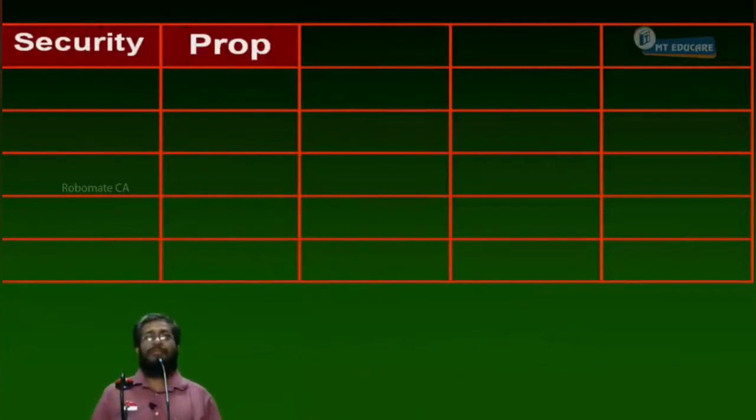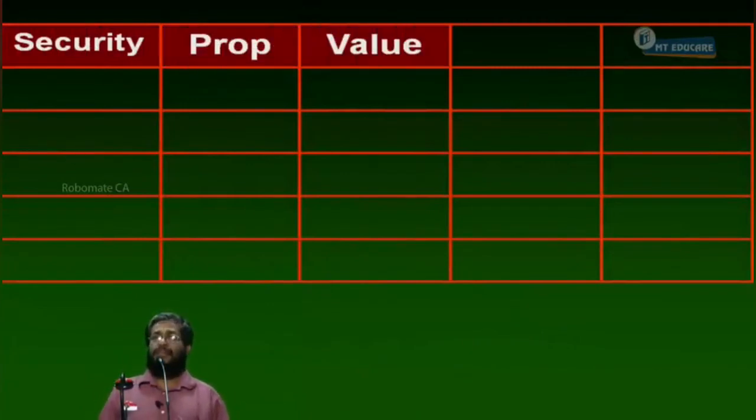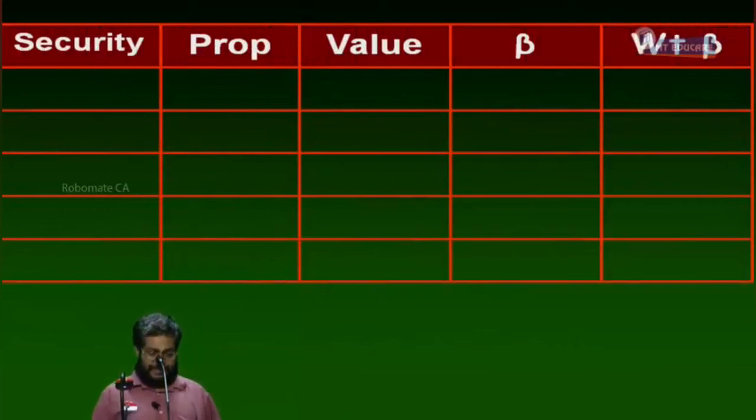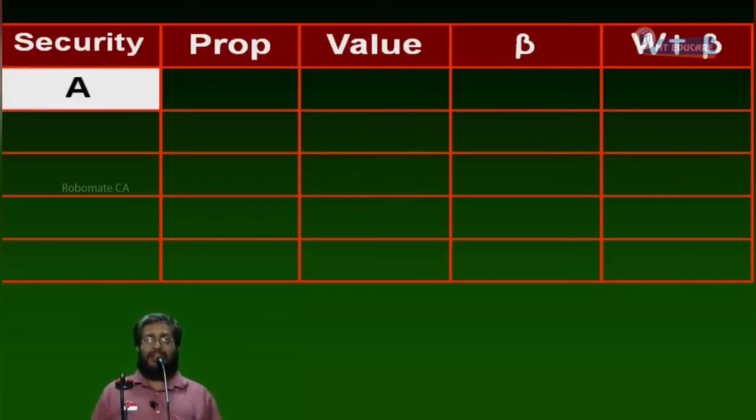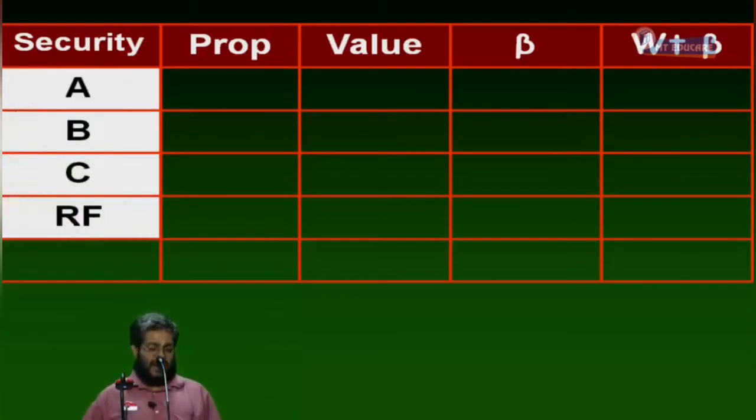Security, proportion, value, beta and weighted beta. Are you writing along with me or not? Tell me what are the securities? A, B, C and then RF.